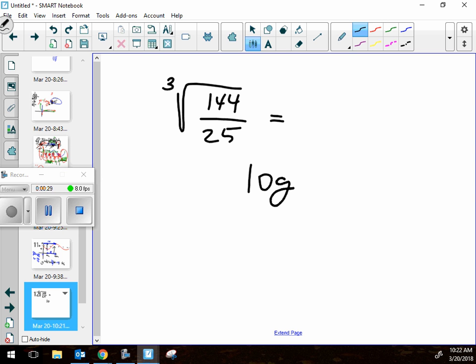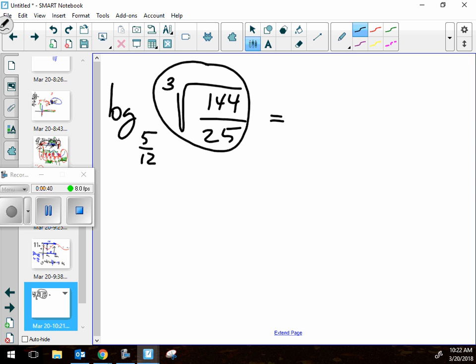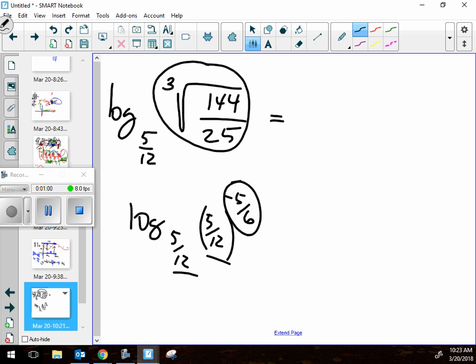If you had log base 5/12 of all that, hopefully you'd be thinking to yourself, how can I make that have a base of 5/12? Because then if it had a base of 5/12, it would look like this, log base 5/12 of 5/12 to the negative 5/6 or whatever it is. And then if this was the same as this, the answer would be that. That's why we're doing this. So we want to make this have a base of 5/12 and be a fraction exponent. All right, I'm going to pause for a second while you give that a try.